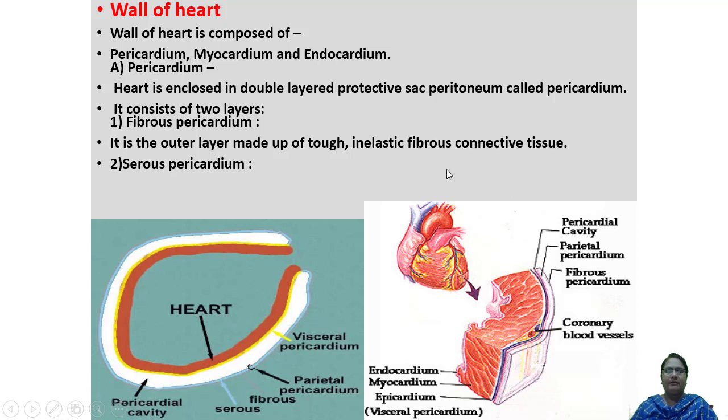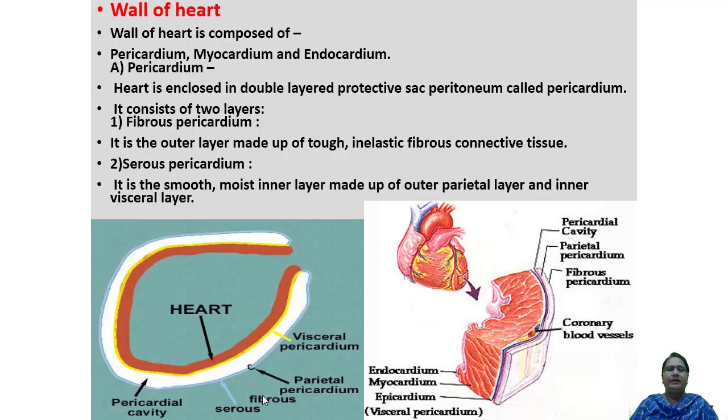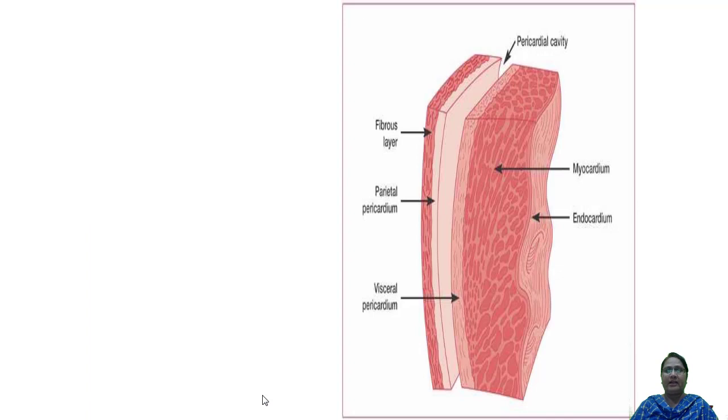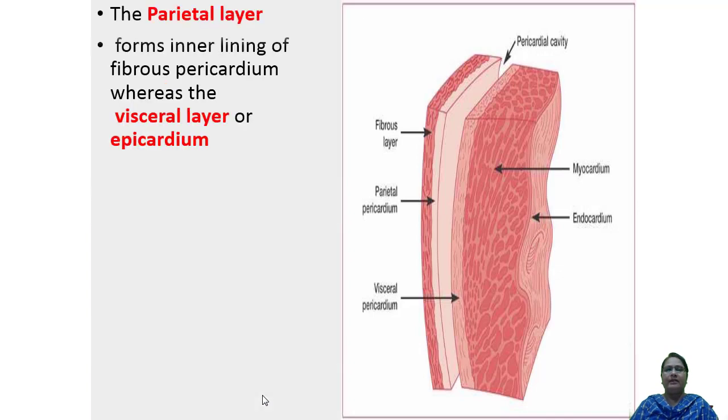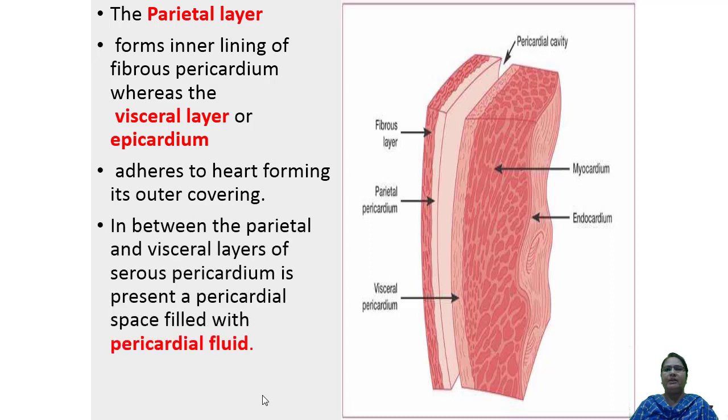Here in this figure you can see the fibrous pericardium. This is the fibrous pericardium. And the second one, this one is the serous pericardium. Now this serous pericardium is a smooth, moist inner layer made up of an outer parietal layer and an inner visceral layer. Now the parietal layer, can you see this?